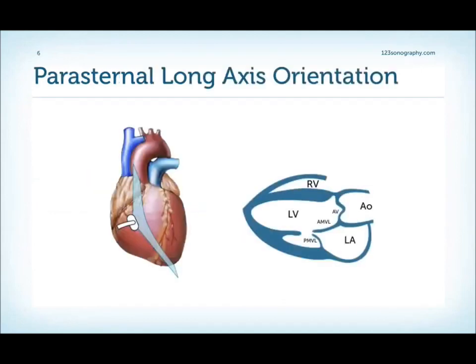The first view that we can get from the parasternal window is the parasternal long axis. What will we see? We will see a view that cuts the heart in a longitudinal direction, and thereby we get a view where we have the left ventricle visible, the right ventricle, the aorta, the left atrium, the posterior mitral valve leaflet, and the anterior mitral valve leaflet, as well as the aortic valve. So this is cranial, the aorta here, and this is caudal, the apex here.